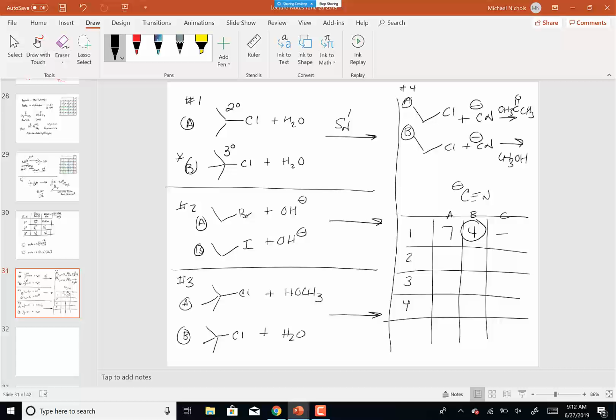So how about number 2 then? Which one reacts faster in number 2? A, B, or they have the same rate, C?